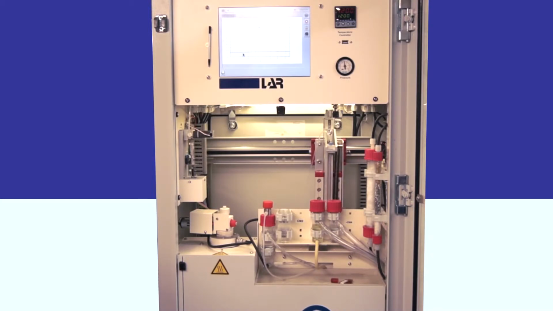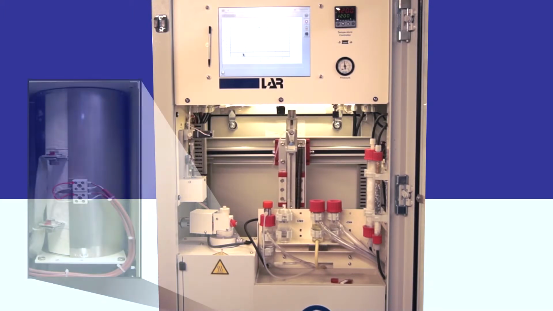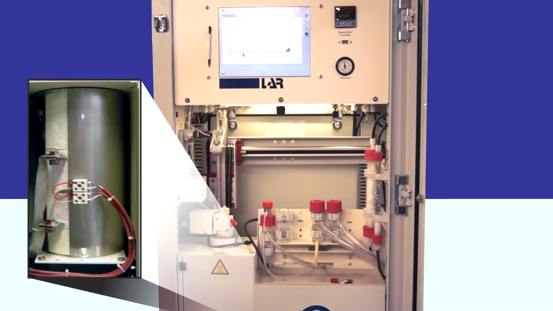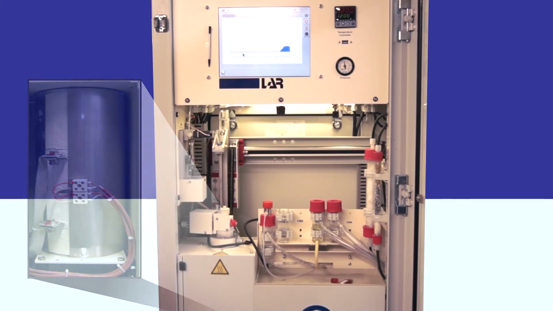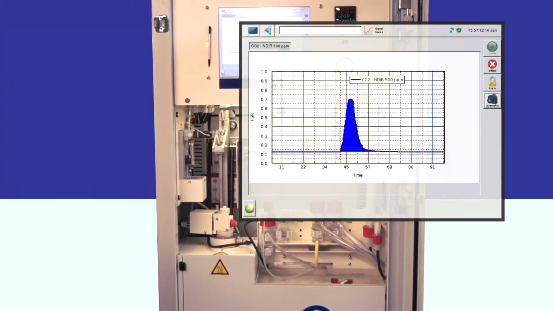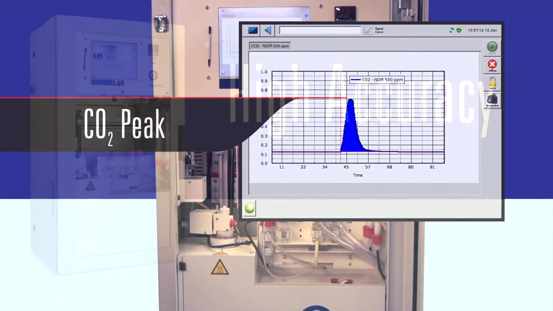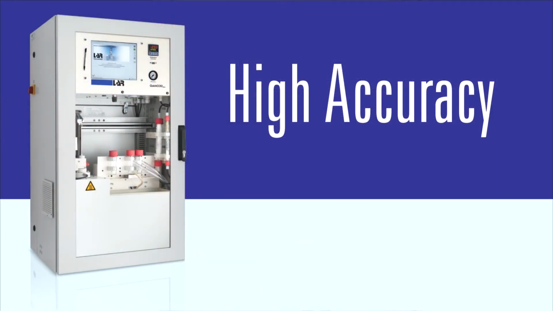The injected sample is carried through the furnace using a carrier gas of dry, CO2-free air. In the furnace, the sample is combusted at 1200 degrees centigrade, converting all carbons to carbon dioxide. The results are displayed on the graph as a CO2 peak, as measured by the NDIR detector. The blue area is the integrated area under the peak. That peak area is calculated against the calibration standard to provide the total carbon concentration.